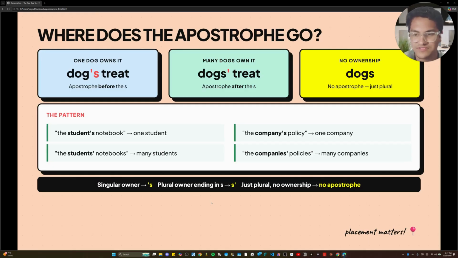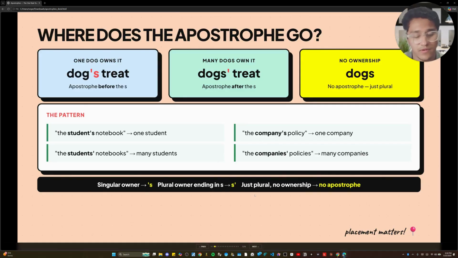So here's an example. The student's notebook. This is for one student. The students' notebooks. This is for many students. The company's policy. The companies' policies. The first one is for one company. The second one is for many companies. So if you have a singular owner, apostrophe S. Plural owner, S and then apostrophe. And if you're just not trying to show ownership at all, you don't need the apostrophe.